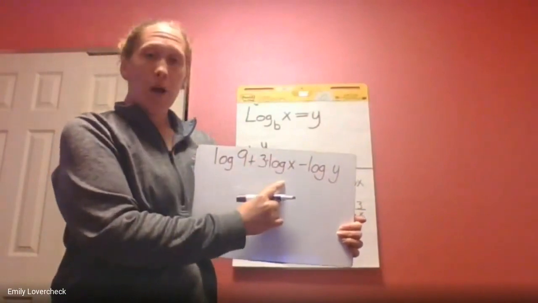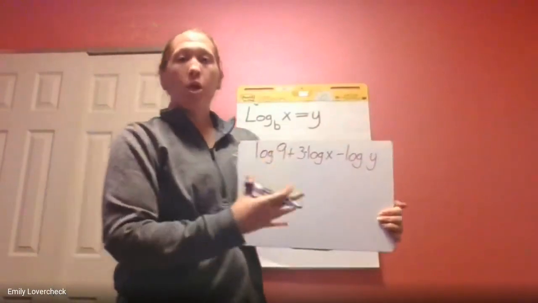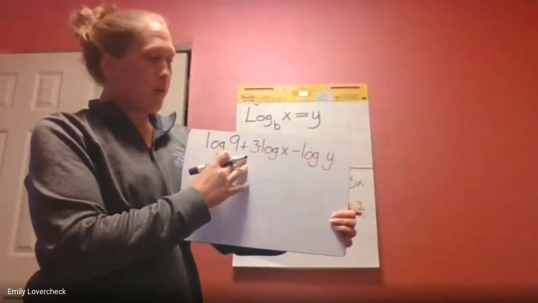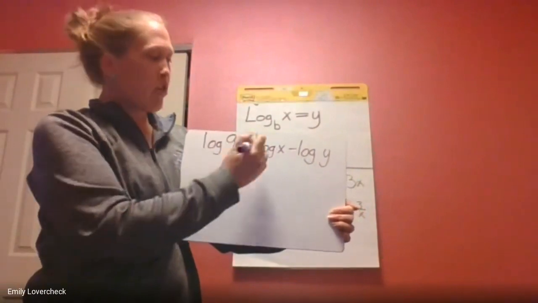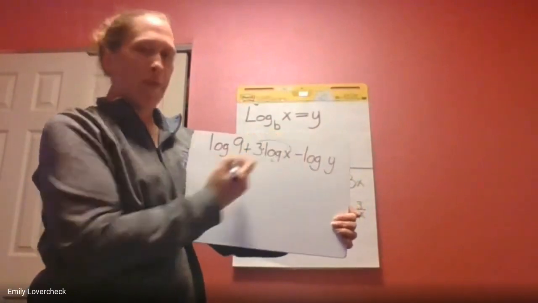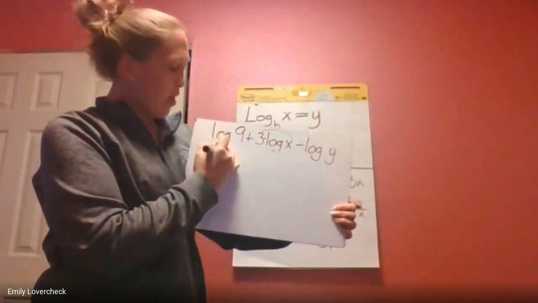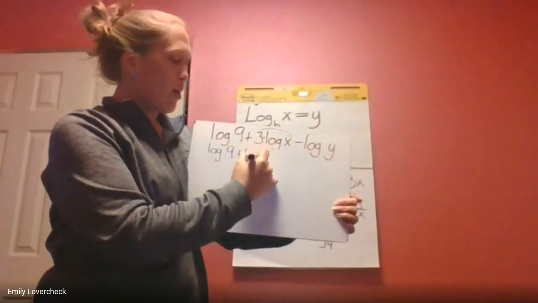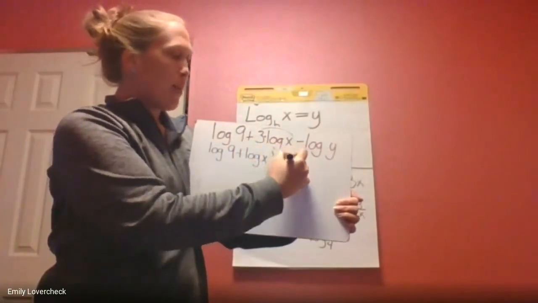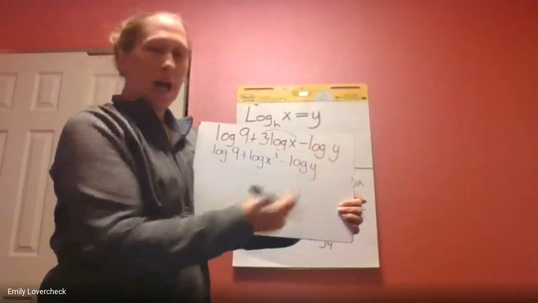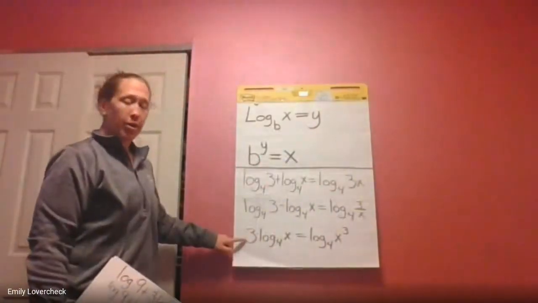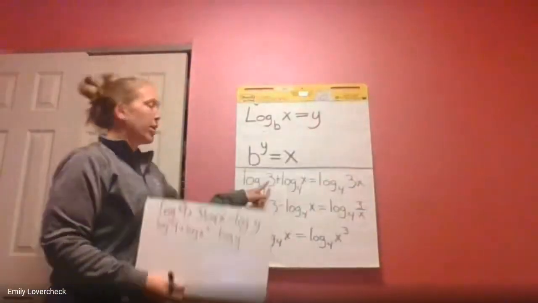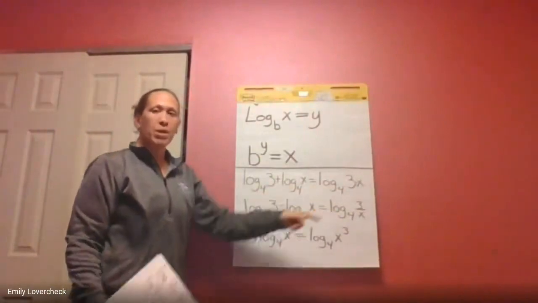The first thing I'm going to do is move that 3 up there. So when I write that, I get log of 9 plus log of x cubed minus log of y. Going back to this property right here, that 3 becomes the exponent. Now I handle my addition, and addition we know is the same thing as multiplication. So I'm going to condense those together. So I end up with log, sorry, of 9 times x cubed minus log of y.